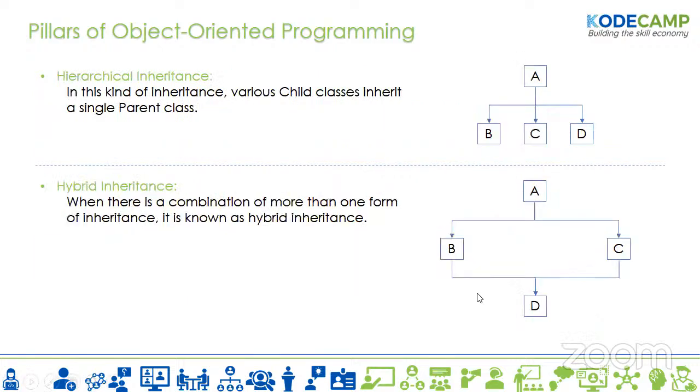So let's look at the last two. The last two are what we call hierarchical inheritance. In this kind of inheritance, various child classes inherit from a single parent. Okay, so various child classes inherit from a single parent.